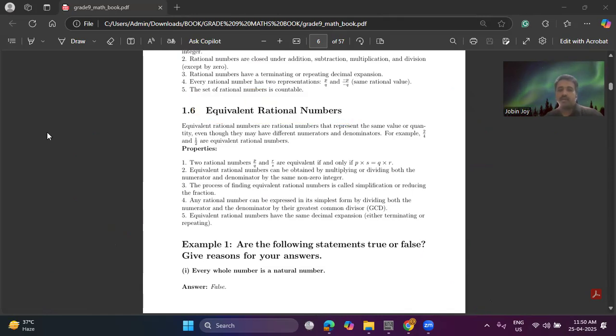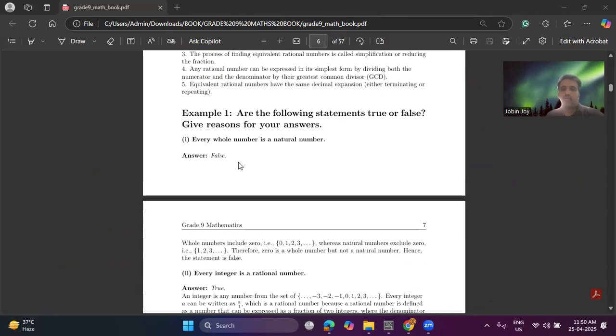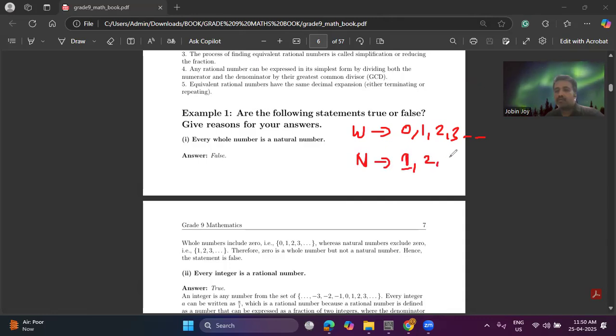Then next are some statements. You have to identify whether the statement is true or false. So we will start with: every whole number is a natural number. As we know, whole numbers are 0, 1, 2, 3, etc. And natural numbers start from 1, 2, 3, 4, etc. So the statement is every whole number is a natural number.